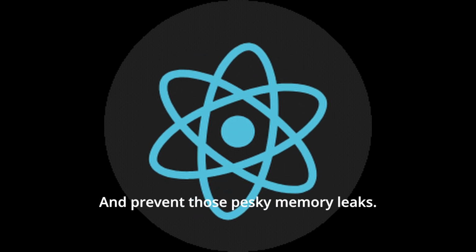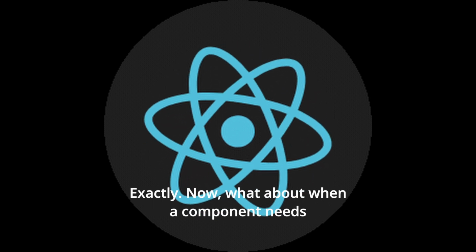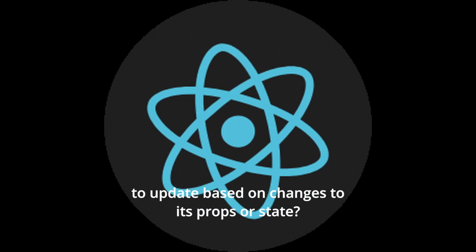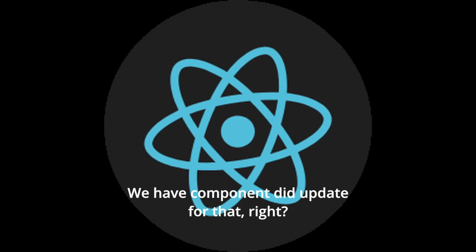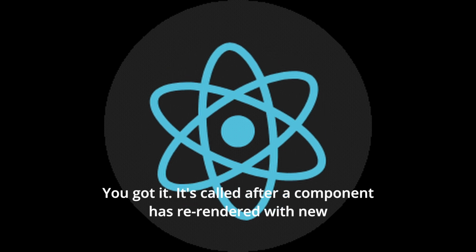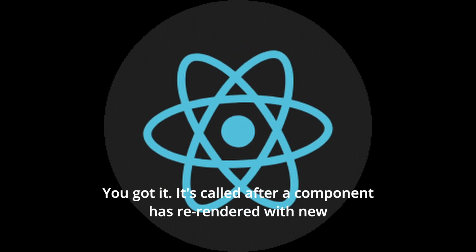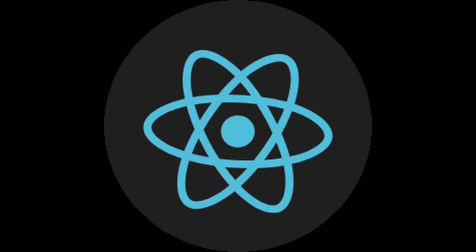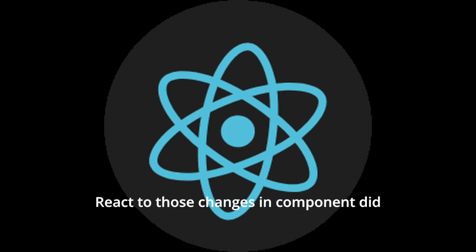and prevent those pesky memory leaks. Exactly. Now, what about when a component needs to update based on changes to its props or state? We have componentDidUpdate for that, right? You got it. It's called after a component has re-rendered with new data, giving us a chance to react to those changes in componentDidUpdate.